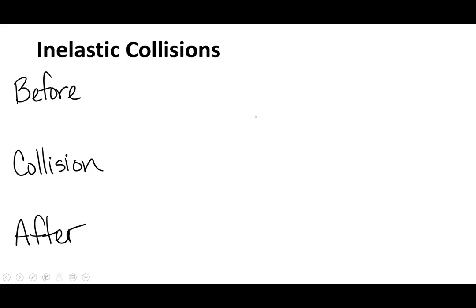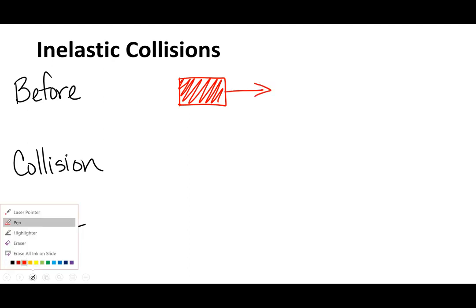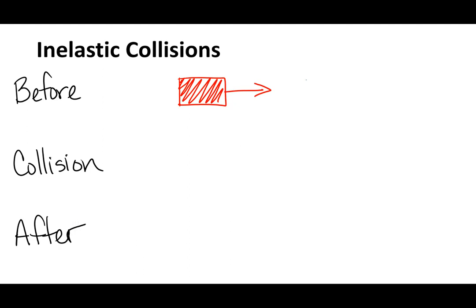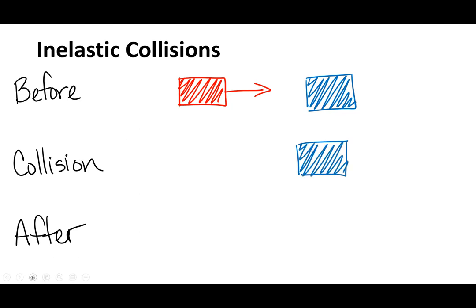So let's go with red and blue. So here's a red object, and it is moving in this direction. And this time, let's have a blue object that is sitting still. So not moving, no arrows. Then they collide, which means that the red will then hit the blue.